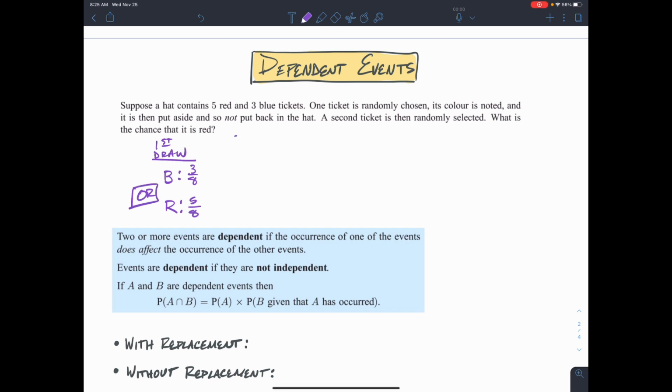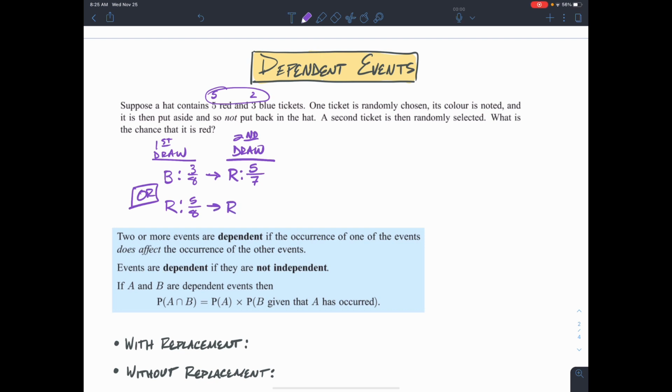So then for our second draw, what happens to our sample? Well, we've already taken one of the tickets out. So if we've gone down this branch, we've already taken one of the blue tickets out. So there's now only 2 blue tickets left, but there's still 5 red tickets left. So if we're choosing a red next, that means there's 5 red tickets, but now there's only 7 tickets left in the whole hat or bin or bucket or whatever it's called.